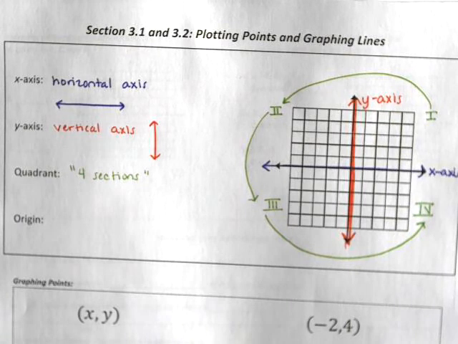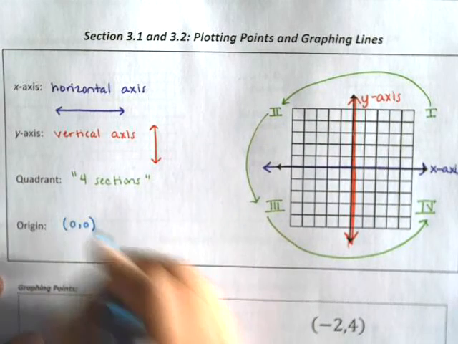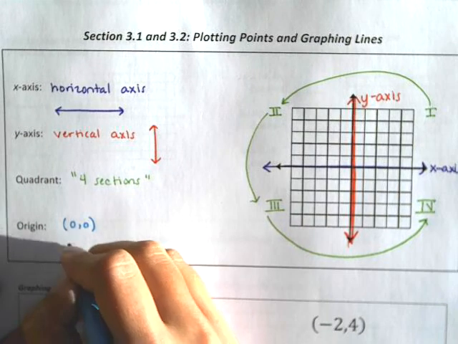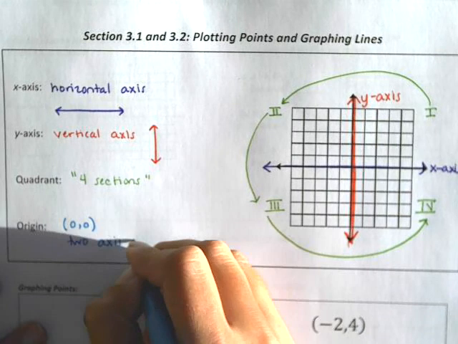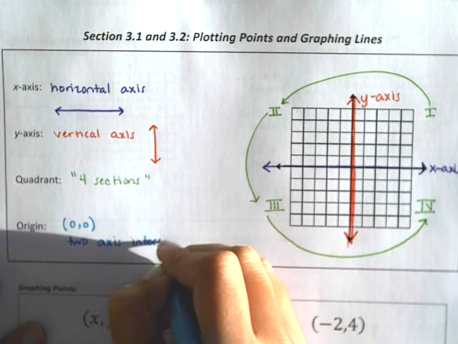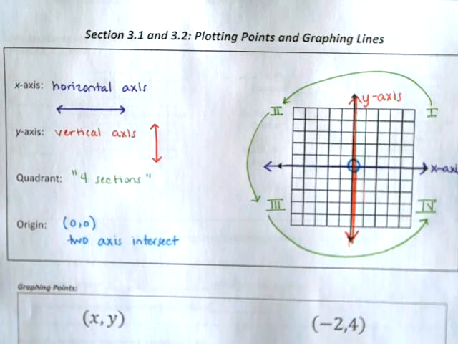Last but not least, we're going to talk about the origin. The origin is the point 0, 0 on the graph. It is where the two axes intersect. So this specific point right here on the graph is the origin. And we start all of our counting when we're graphing points by starting there and counting either left, right, up, or down from there.